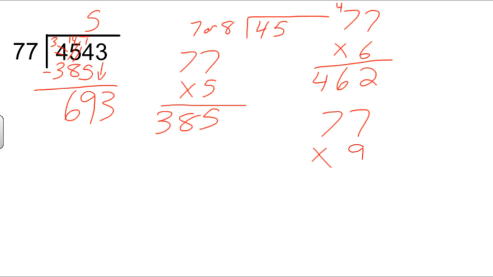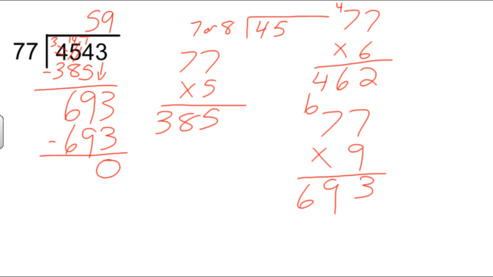77 times 9, 63, carry the 6. 9 times 7 is 63, 69. Oh, look at that. It works out perfect. So 9 times 77 is 693. Subtract, you get 0.